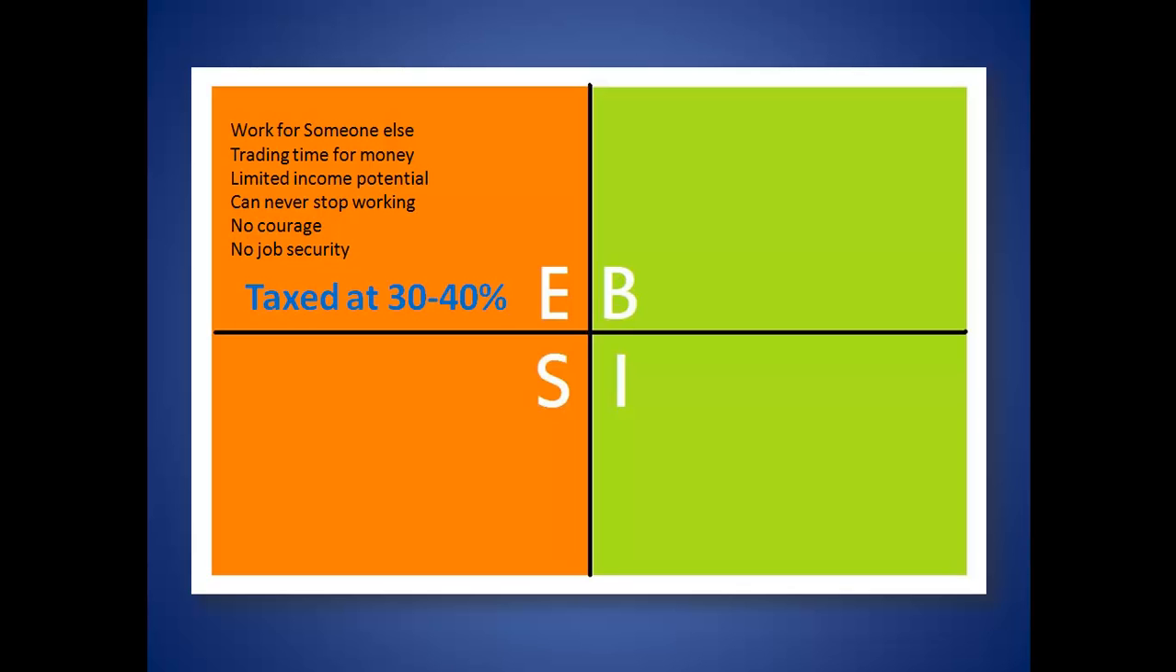Okay. In addition to that, as an employee, on average, you're going to be looking at paying 30 to 40% of whatever your total gross income is in taxes. Okay, so from a tax situation, we talked about it a couple Saturdays ago, as an employee, you're not going to have all the additional incentives and deductions that you do as a business owner. So taxed at 30 to 40%.